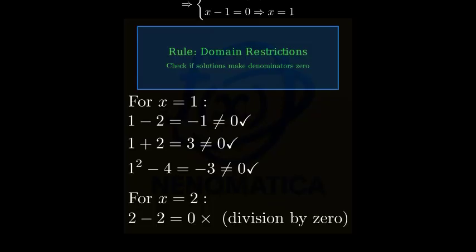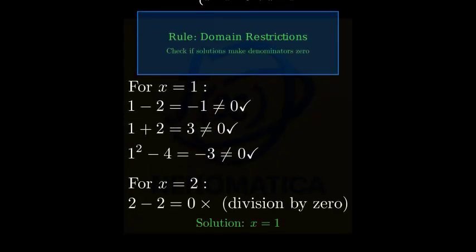For x equals 2, let's check. 2 minus 2 equals 0, which makes the first denominator 0. So x equals 2 is not a valid solution, as it causes division by 0. Therefore, the only solution to our equation is x equals 1.